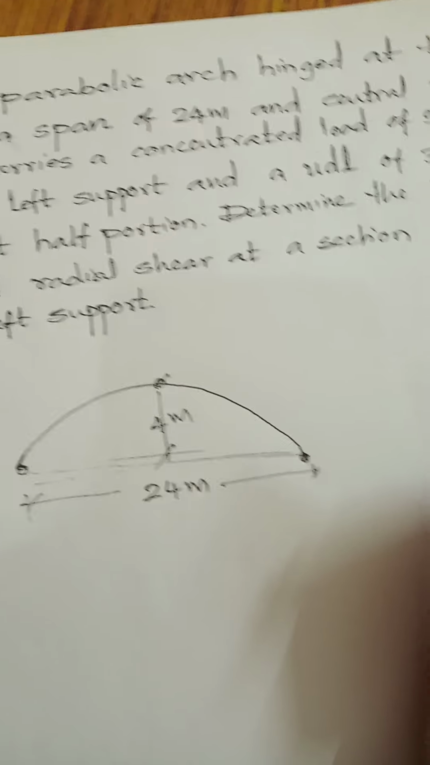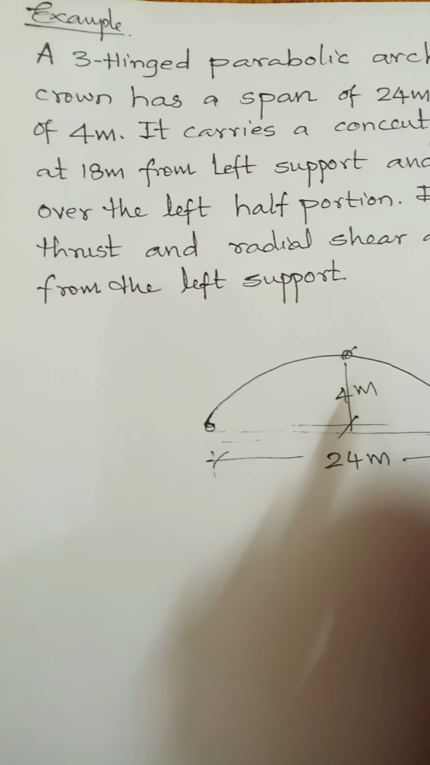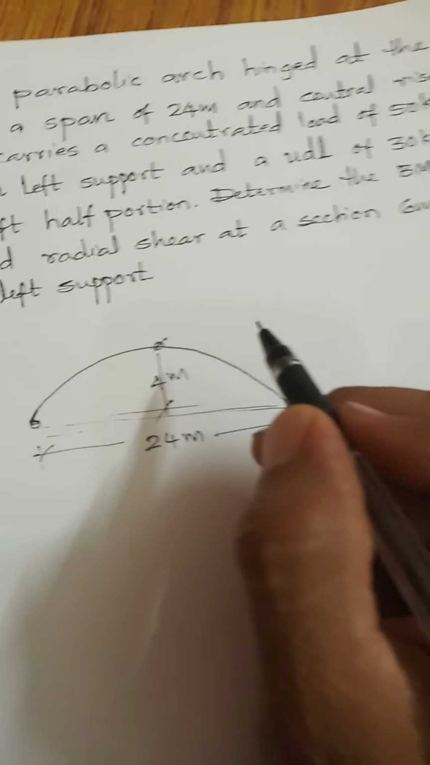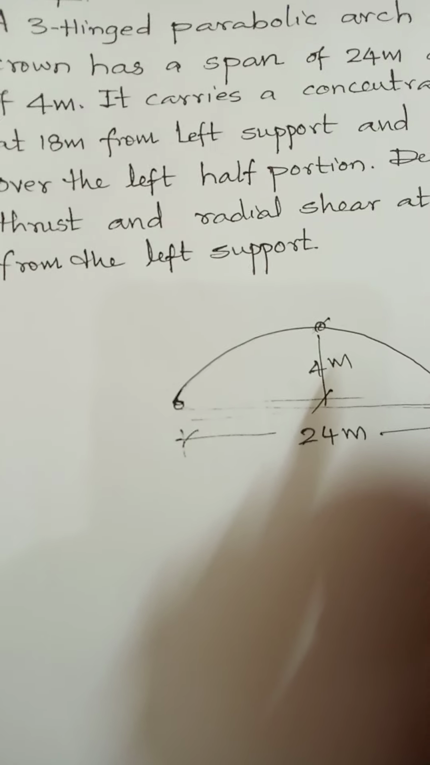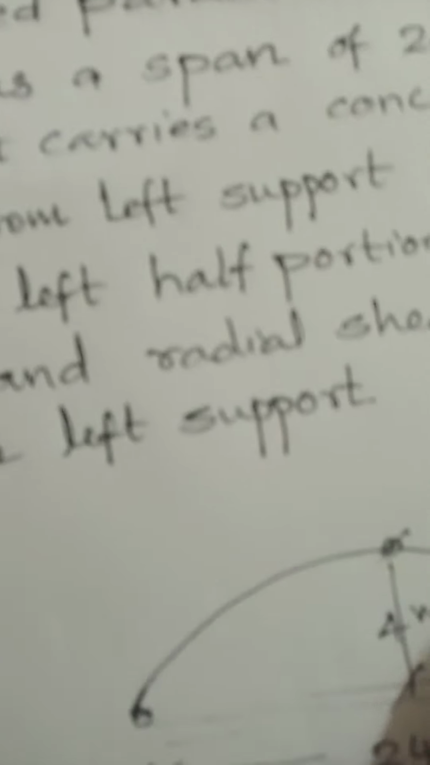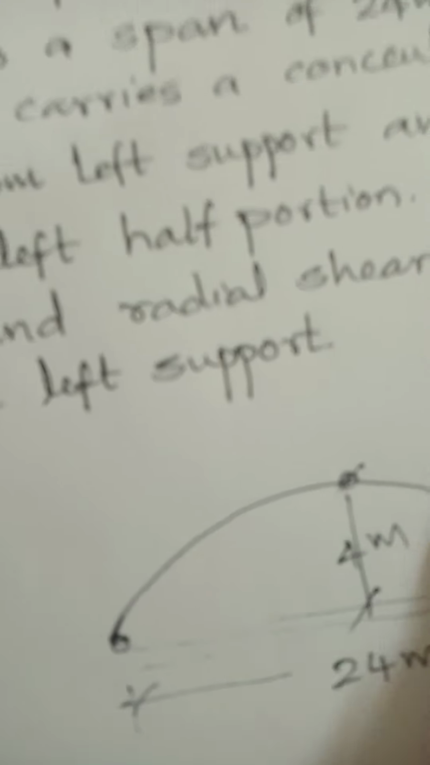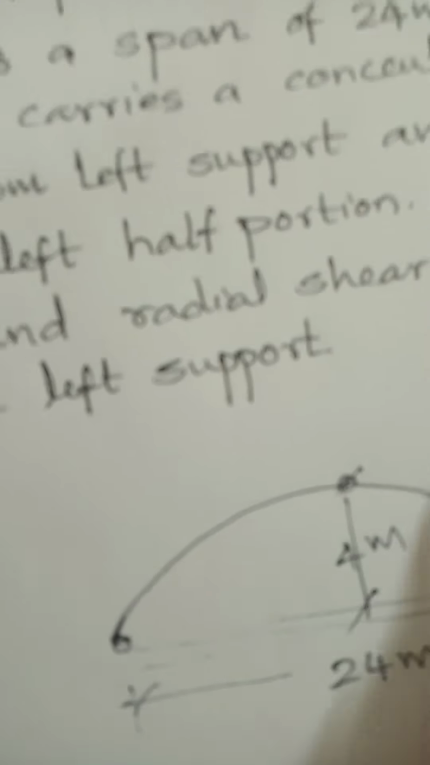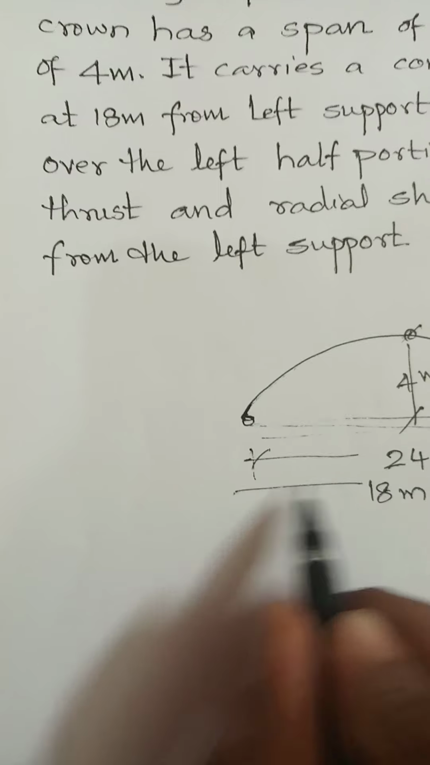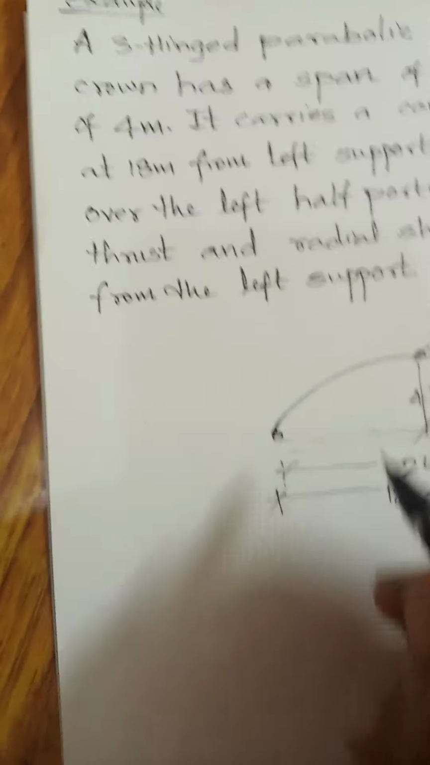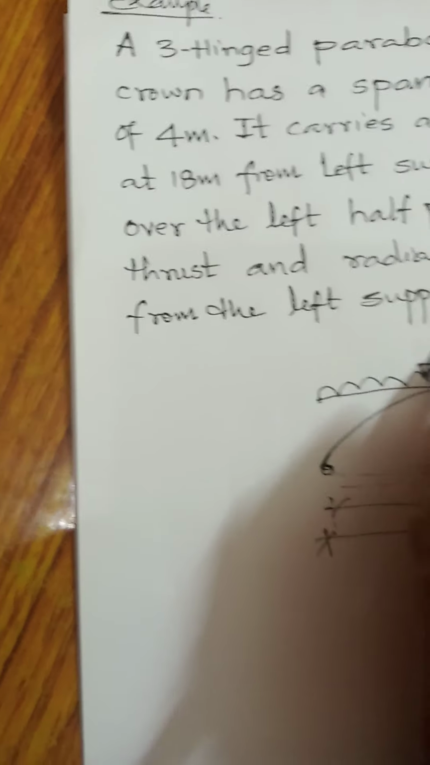It carries a concentrated load of 50 kilonewton at 18 meters from the left support and a UDL of 30 kilonewton per meter over the left half portion. So here it is given that 50 kilonewton is a concentrated load at 18 meters from the left support and a UDL of 30 kilonewton per meter over the left half portion.